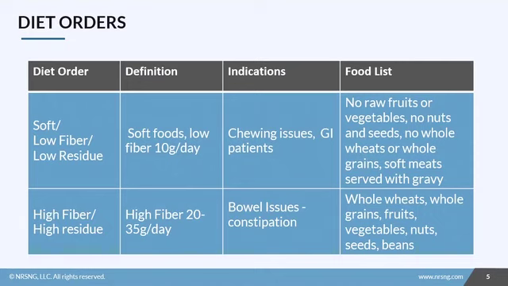High fiber diets can be used to help with bowel regularity. Certain types of fiber can help add bulk to the stool for diarrhea, and fiber can help with regularity for patients that are constipated.